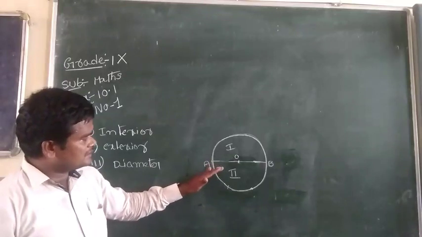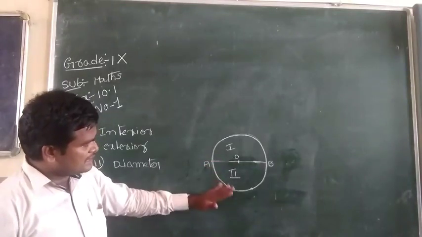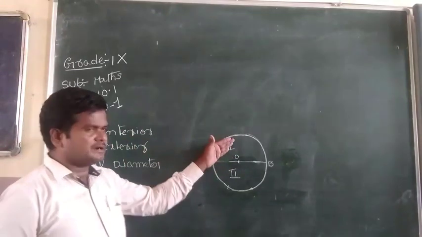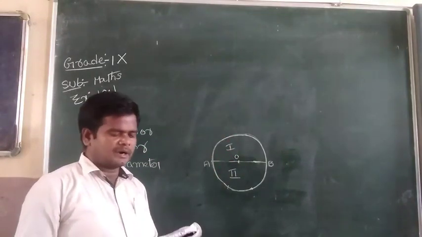This arc divides the circle into two parts. This is the one part, and this is the second part. So the answer is semicircle.